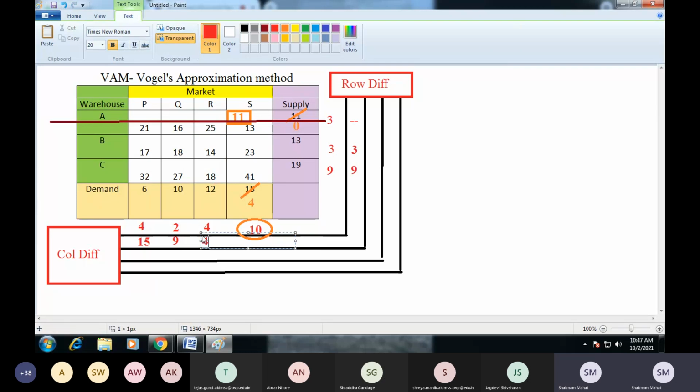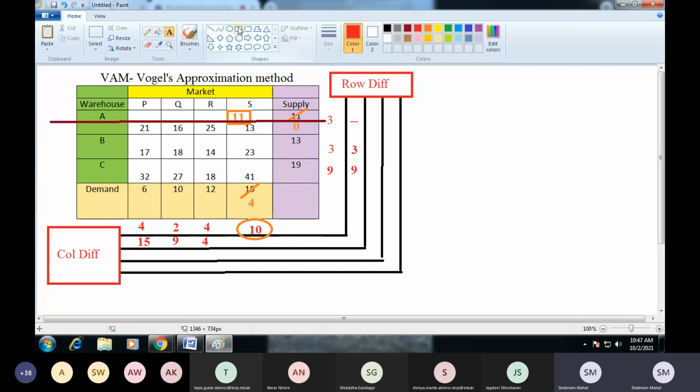And for the last column, 23 and 41. So 41 minus 23. What is the value? 41 minus 23, tell me the value. 18. Yes. So write down 18 here.